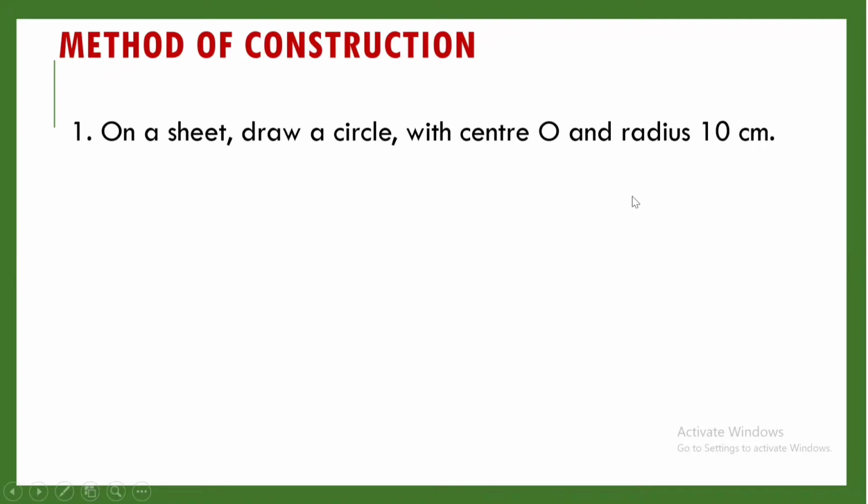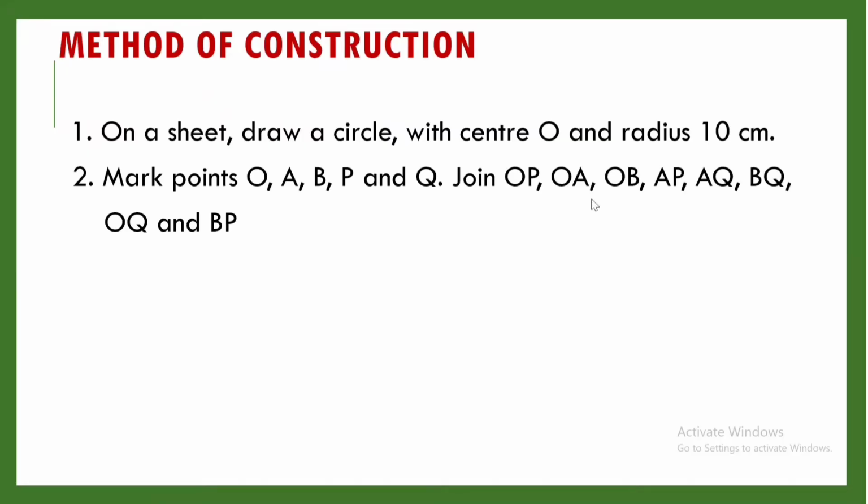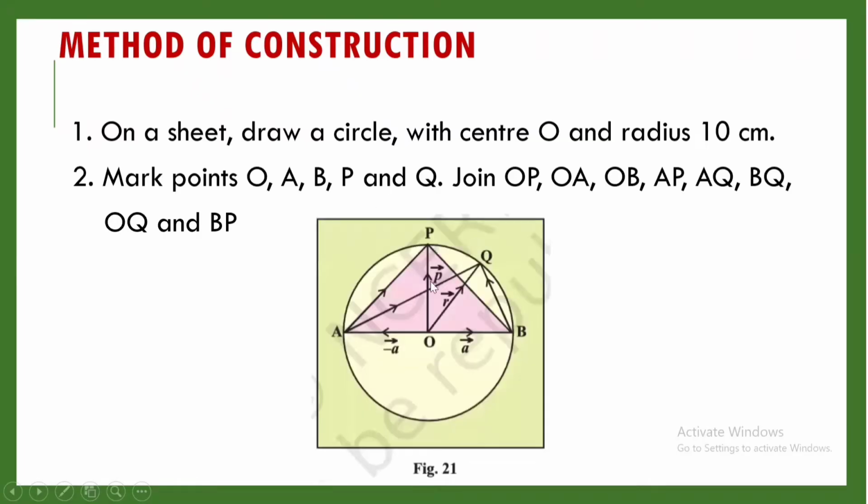Once that is drawn, I draw one diameter, and the ends of the diameter I mark as points A and B, and I take points P and Q on any one side of the semicircle. So this is the figure that I get. I just draw a circle of radius 10 centimeters. I mark the center O. Once I've done that, I draw a diameter AB. I mark the endpoints as A and B. And I have marked two more points P and Q on one side of the semicircle.